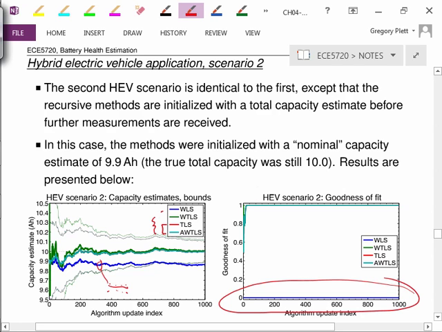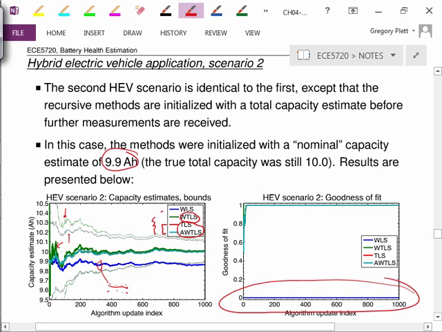Looking at the other three methods, now we have a difference between the weighted total least squares, which I cannot initialize, it's a batch algorithm, and the other two methods, which I can initialize, and I initialize them not to the complete truth. I don't cheat quite that much. I say 9.9 amp hours when the true total capacity is still 10. And so we can see that the dark green line, which I cannot initialize, is a little bit more random at first, and it has a little bit higher error bounds at first. But the other two methods are a little less random and a little bit lower error bounds.